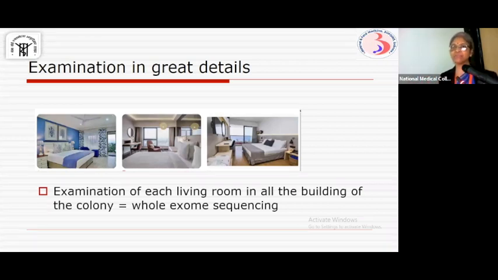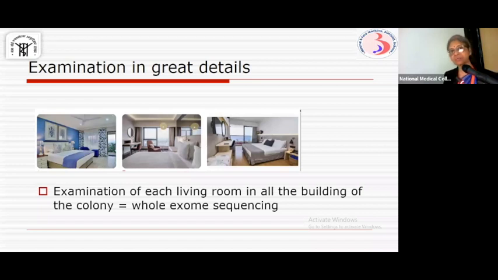Similarly, there are meaningful living rooms, and that is the reason I have written about the examination of each living room. Hence, there are certain areas of the genes that are not examined by whole exome sequencing. But whole exome sequencing looks into all the meaningful areas of the genes, the exomes, which code for a protein. So that is whole exome sequencing.